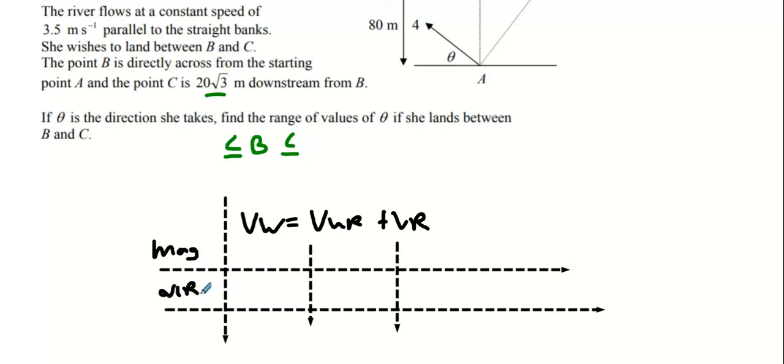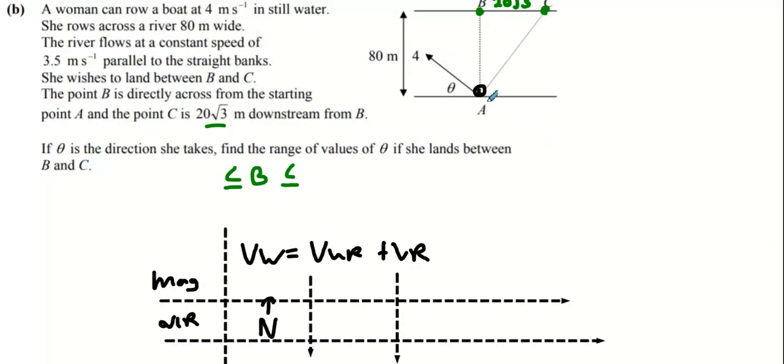Now, we know the velocity of the woman. We don't know her magnitude, but we know she has to go directly north. She's got to start here, and although she's aiming this way, the river's going to keep her going straight across, so she goes directly north. We know the velocity of the river's going directly east at 3.5. We know she attempts to go at 4. That's not actually what happens.